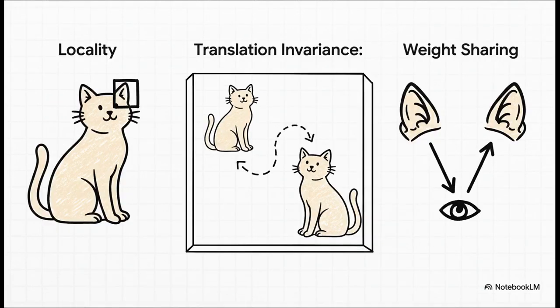Now, this whole approach is built on a few really clever shortcuts. First is locality. It just assumes that to understand a single pixel, you only really need to look at its immediate neighbors. Then there's translation invariance, which just means a cat is a cat whether it's in the top left or the bottom right. And finally, weight sharing, which lets the model reuse its cat ear detector all over the image. Super efficient, right? But these assumptions also create a huge blind spot.